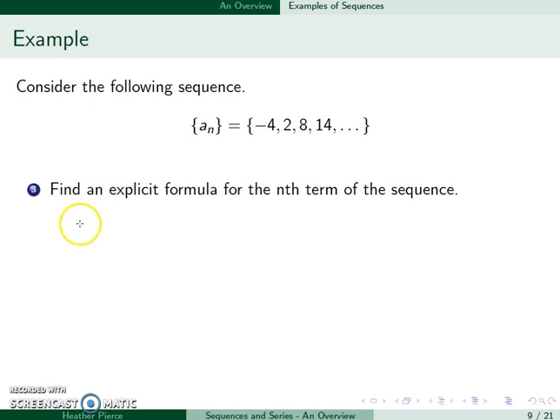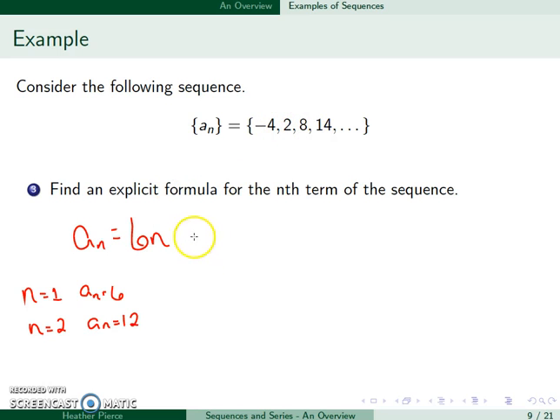To find an explicit formula is a little more difficult. First, we need to realize that by adding 6 repeatedly, a repeated addition is a multiplication. So I'm going to be doing 6 times n. However, you'll notice that in this case, if n is equal to 1, a sub n should be equal to 6. And if n is equal to 2, a sub n should be equal to 12. And that's not what we have here.